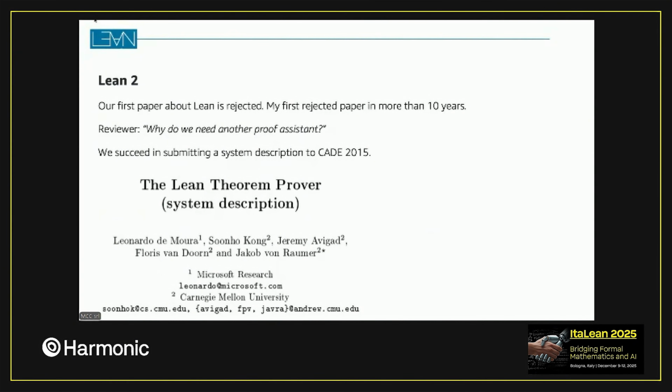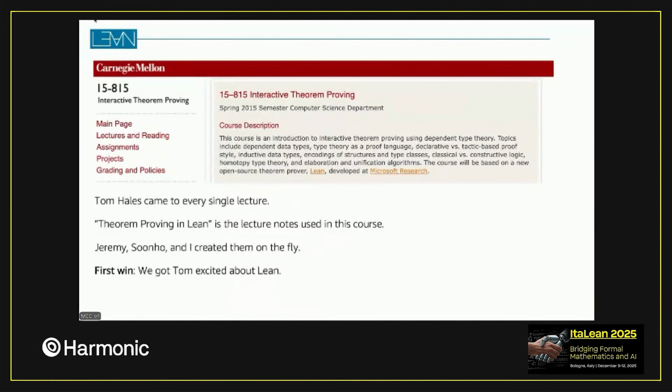Our first try was rejected. And the review was super tough, like saying, why do we need another proof system? That was one of the reviews we got. But we didn't give up. We submitted a system description to CADE. This one was accepted. And a few months later, we were teaching the course at CMU.